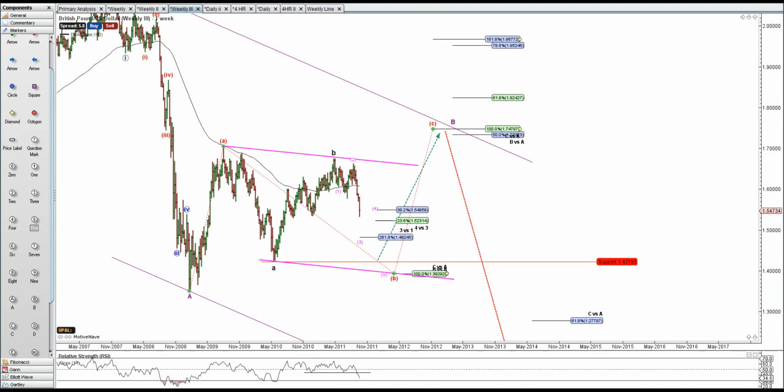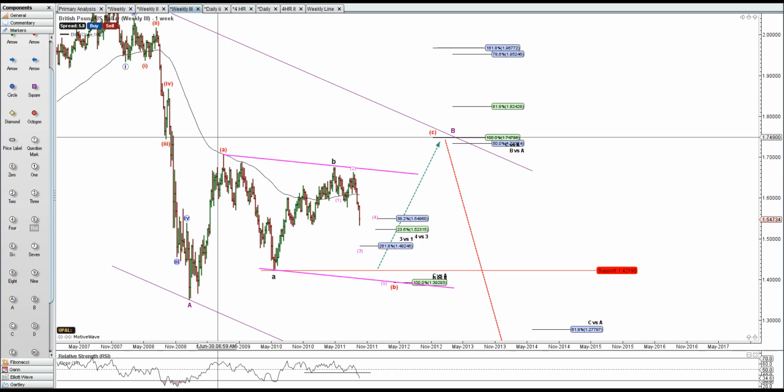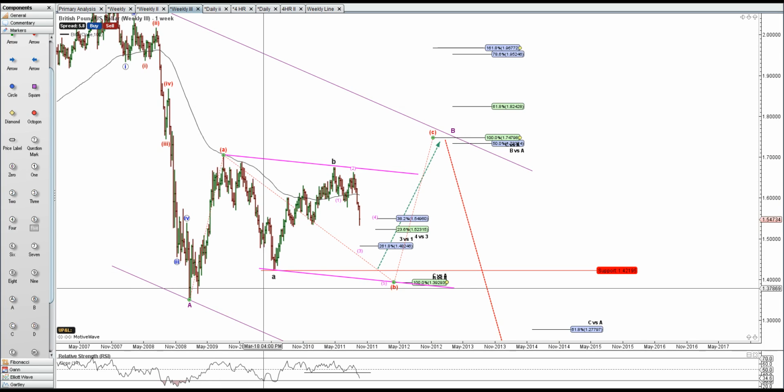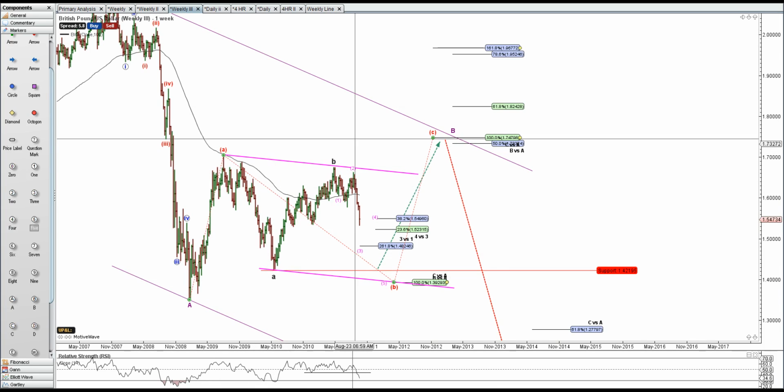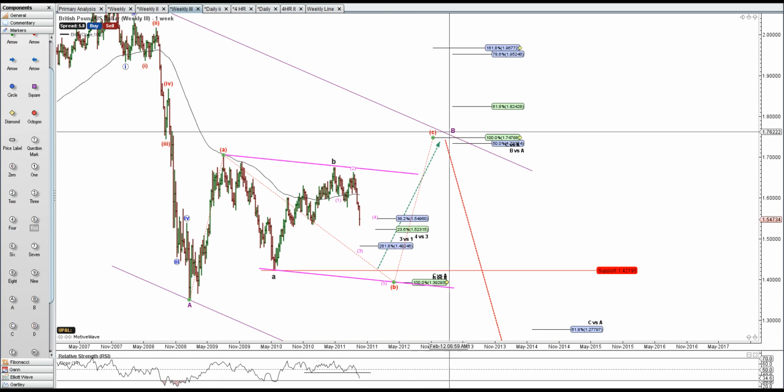And yet another possibility is the same thing with A. We got A, the red A, and we have the black, lower degree, smaller degree, A, B, C down for B, and then C up for this B.